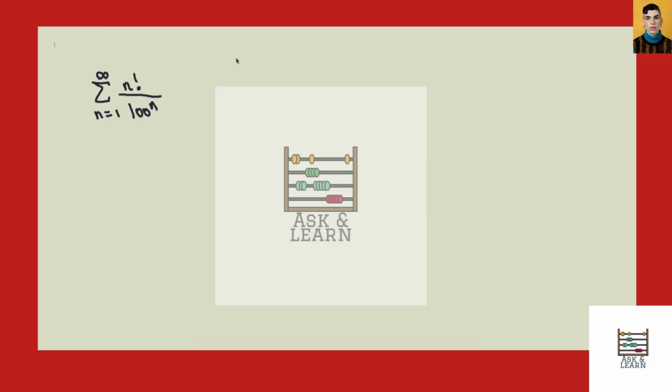We like to use the ratio test to determine whether the series converges or diverges. So this means that we should look at the limit as n goes to infinity of the absolute value of a_(n+1) over a_n, where a_n is given by this term here.